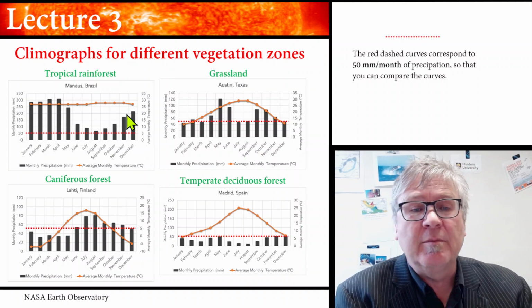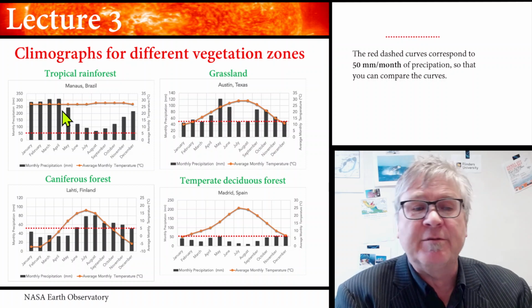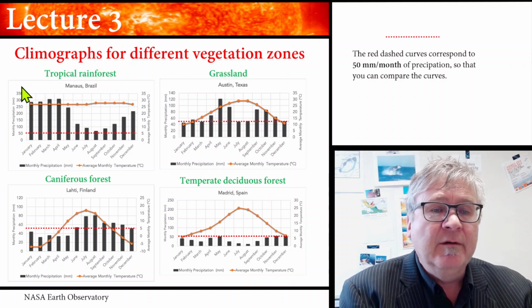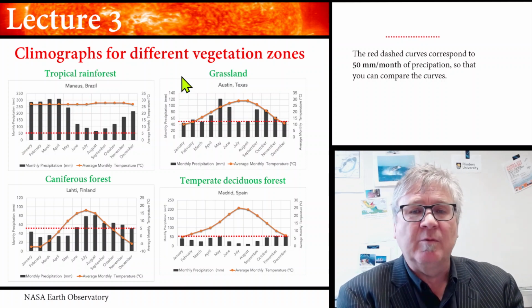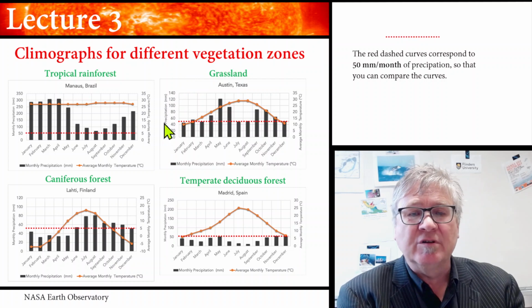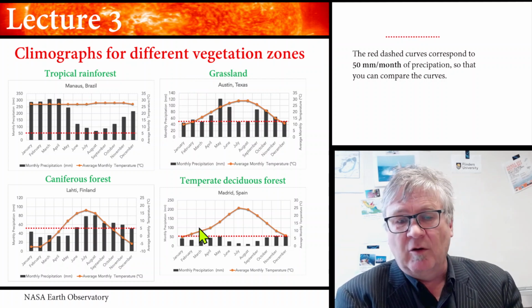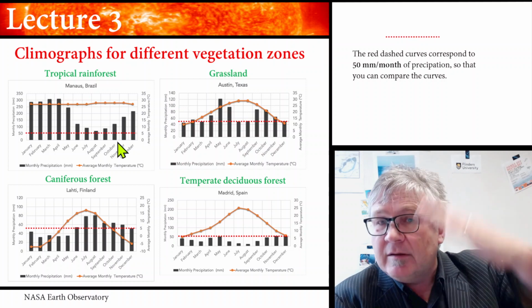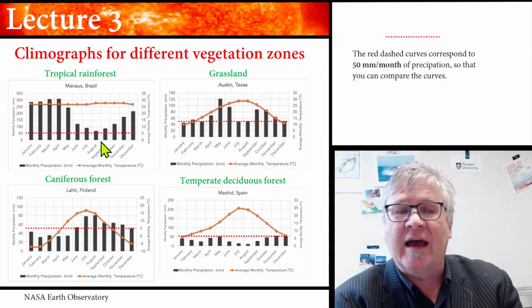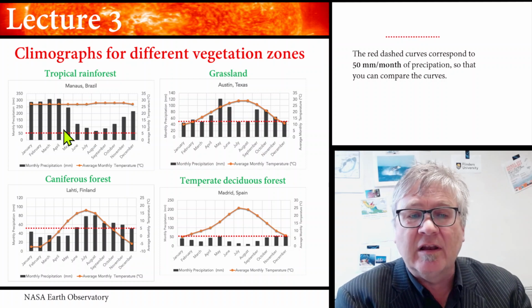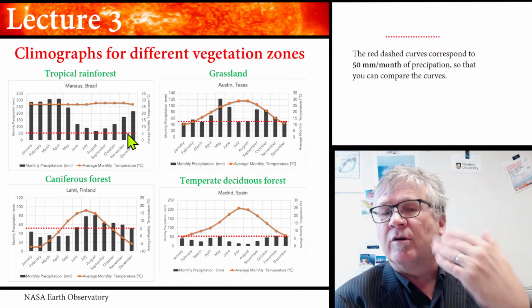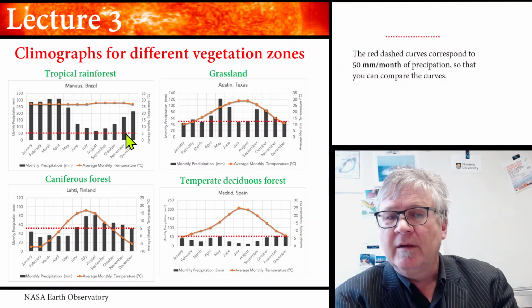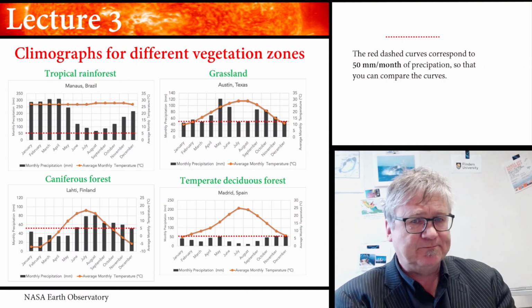Okay, the vertical bars are precipitation, and the values of precipitation are on the left. But for each graph, the scale is different. You can see the next one, the grassland example, goes only to 140 millimeters per month, and so on. They all change all over the place. In order that you get some means of comparison, I added a red dotted line exactly at 50 millimeters per month. And then you have a means to visually compare between different regions.